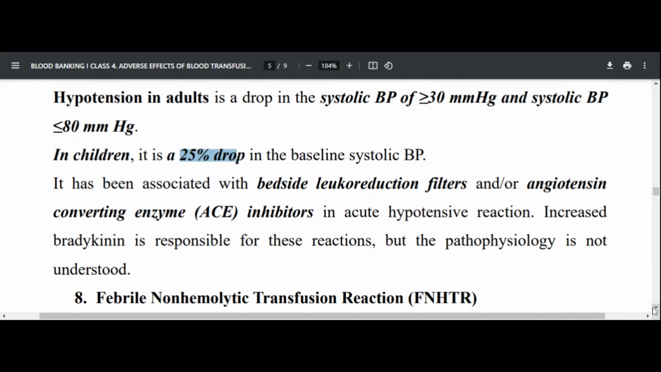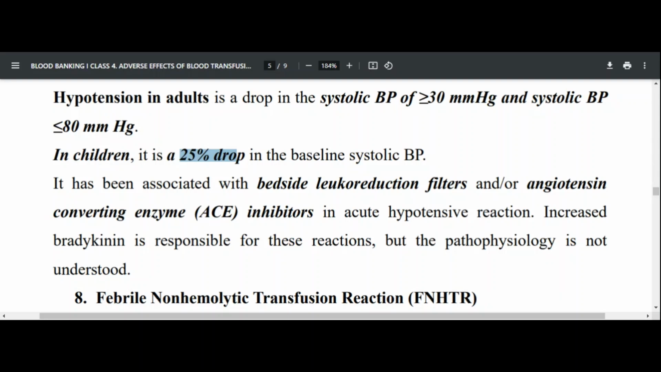It has been associated with bedside leukocyte reduction filters, or sometimes angiotensin converting enzyme inhibitors in acute hypotensive reaction. It is because of bradykinin, but of course the pathophysiology of this problem is not understood well.